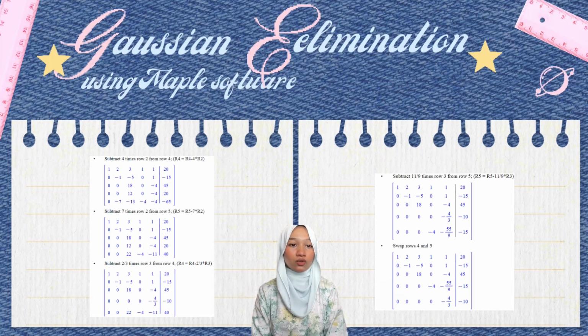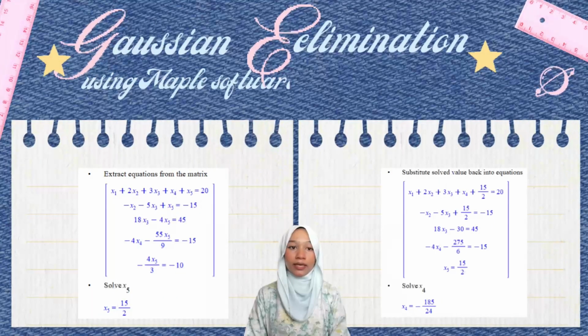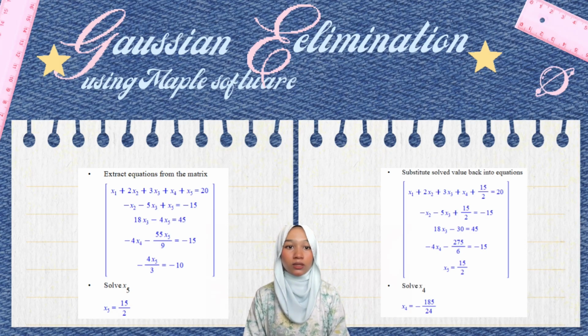Then subtract 2 over 3 times row 3 from row 4: row 4 minus 2 over 3 times row 3. And then we have to subtract 11 over 9 times row 3 from row 5, which will be row 5 equals row 5 minus 11 over 9 times row 3. And then swap rows 4 and 5, and then we can extract equations from the matrix.